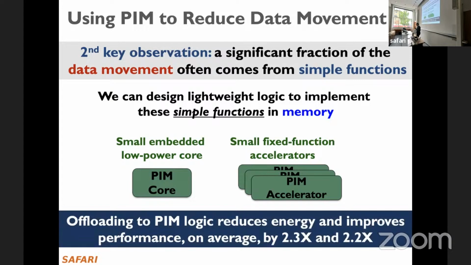Okay, so the takeaway is that if you do this a little bit carefully, then offloading these simple functions that are data movement dominated to the processing in memory logic reduces energy and improves performance by more than 2x, essentially. Which is not bad, right? Because we're not changing the system a lot over here. In the Tesseract work, if you remember, we were changing the entire system. In the later CISA work, we were changing the algorithms as well as the system.